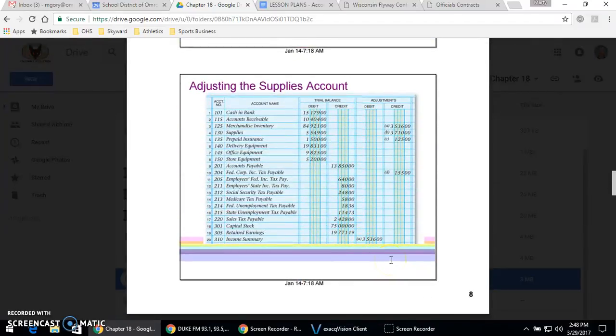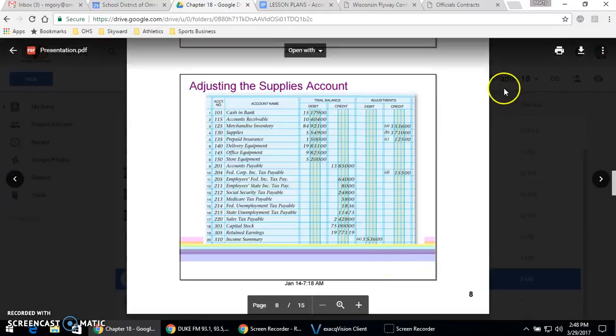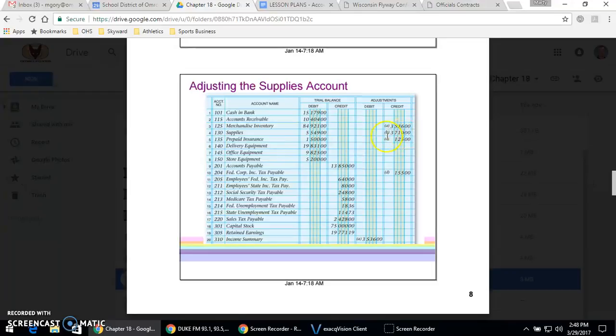Now when we show this on the 10-column worksheet, we go to the adjustments column. In this case, we have a supplies adjustment of $3,710. We will show that by crediting the account here in the adjustments column of the worksheet, and then also show it by a debit to supplies expense, which is lower on this worksheet. You can see how that's going to affect our adjustments column. So if we credit the supplies account, we debit supplies expense in the adjustments column of the 10-column worksheet.